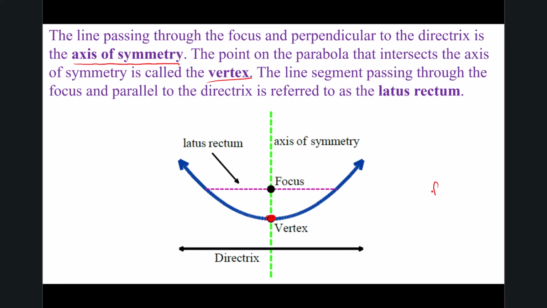We also have one more definition, the focal length. The focal length is the distance from the vertex to the focus, so this distance right here. That is also the same as the distance from the vertex to the directrix. They're the same distance. The vertex is halfway between the focus and the directrix.